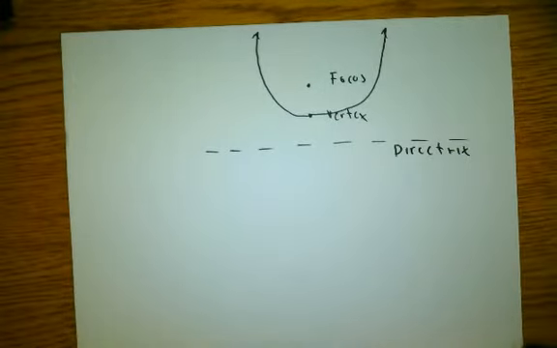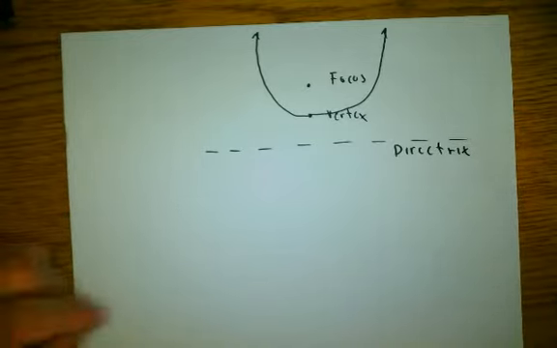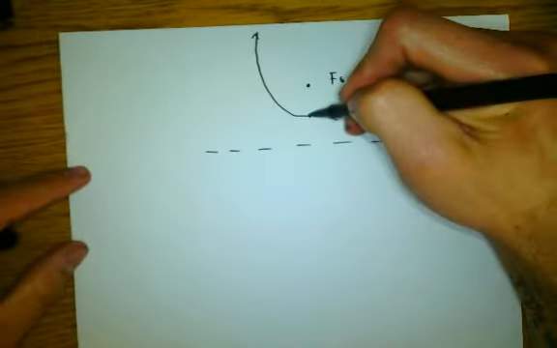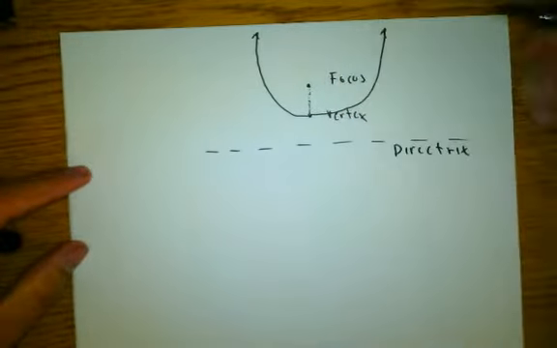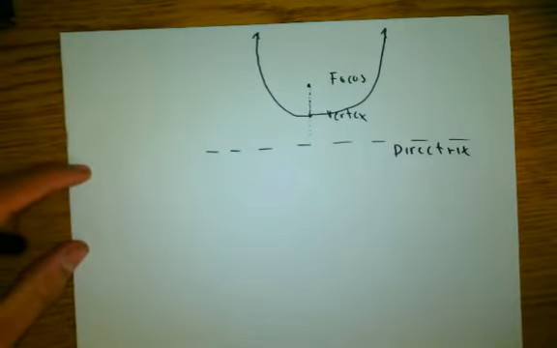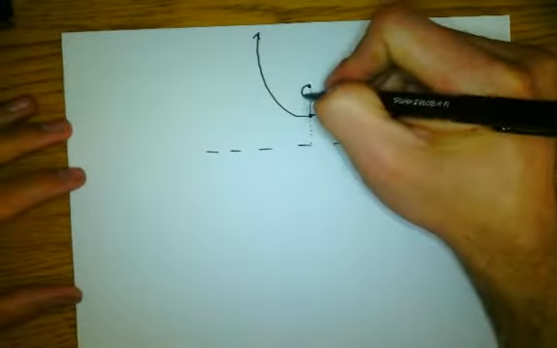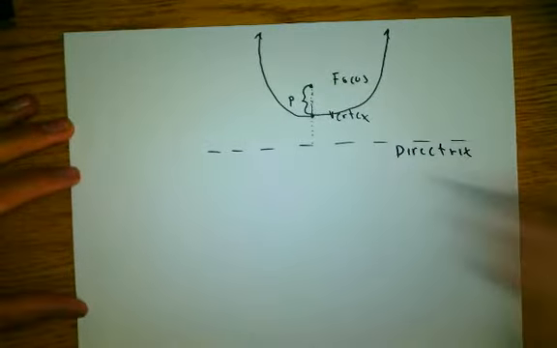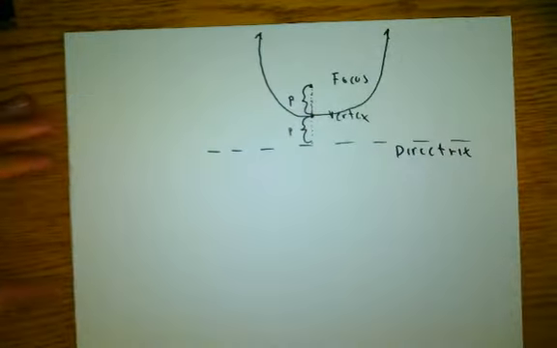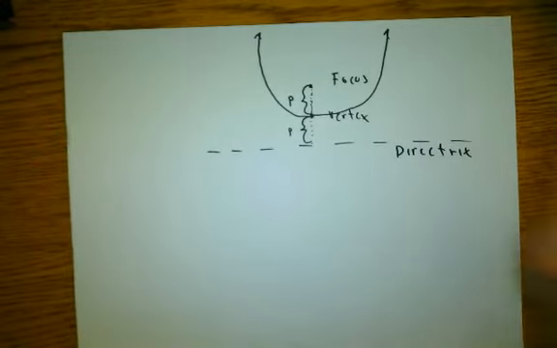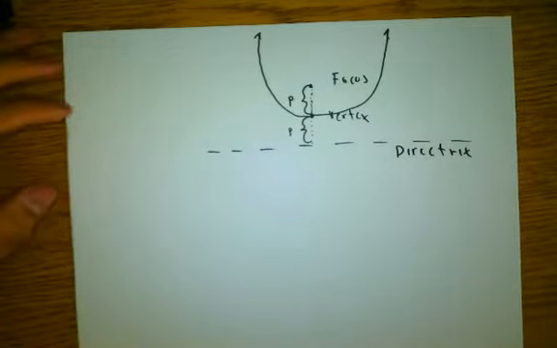Cool? But let's look at the definition. It says the set of all points in a plane that are equidistant from a fixed point. Here's what it means. The distance from here to there is the same as the distance from here to there. Cool? Now, we're going to come up with a formula for this, and in order for you to understand the formula, I'm going to call this distance from here to here P, which means that from here to here is also P. Cool? But that needs to be true anywhere on this parabola. So let's say, for example, that I chose this point right here. Let's call that point x comma y.